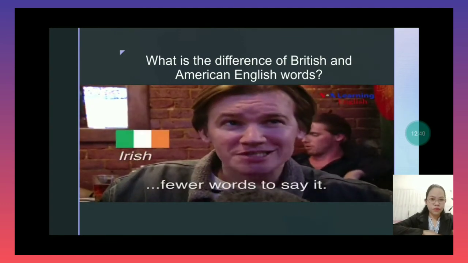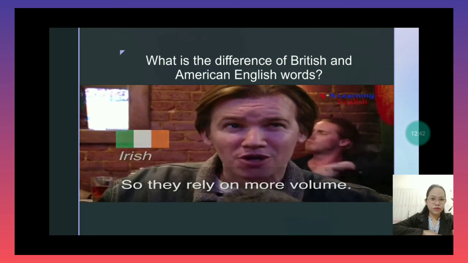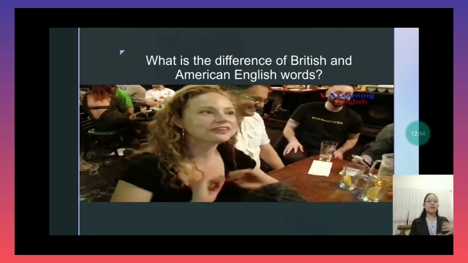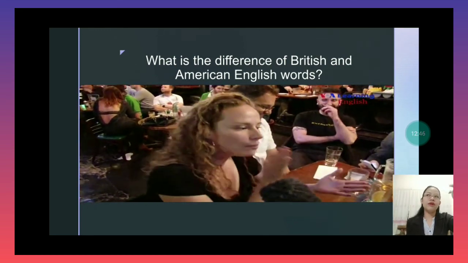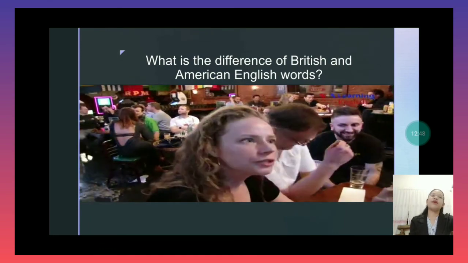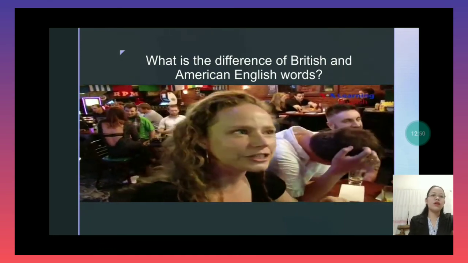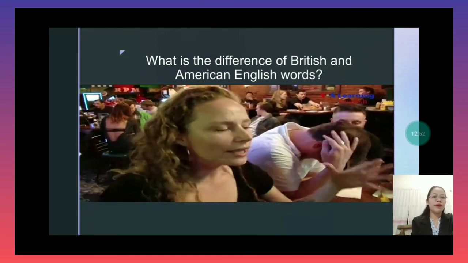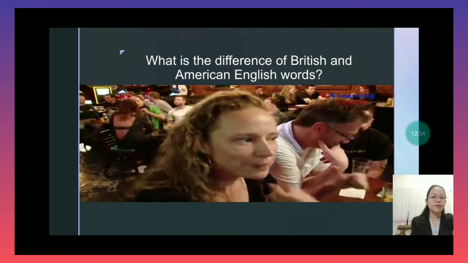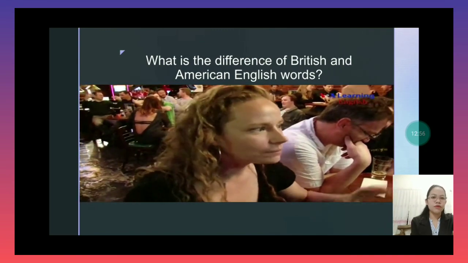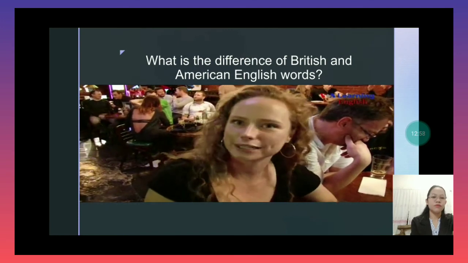Fewer words to say, so they rely on more volume. My students have had thousands of students from different countries and different accents of English, as well as different perspectives on the languages. It is easier to understand. British might be cooler, but in the end, it pays to learn American English.